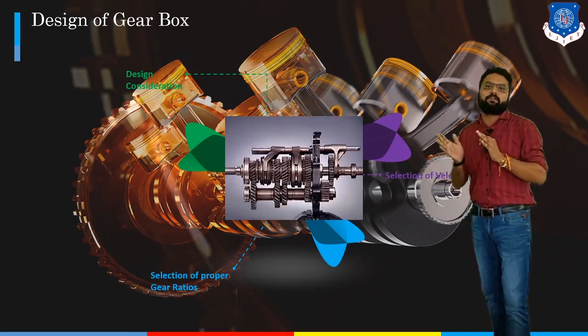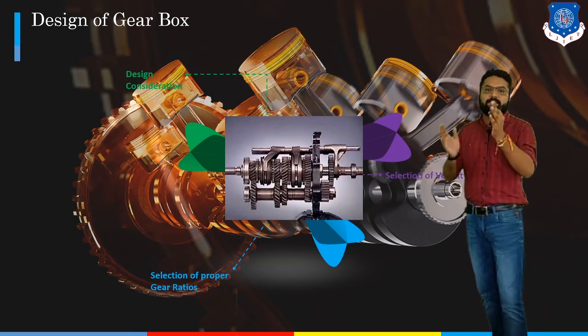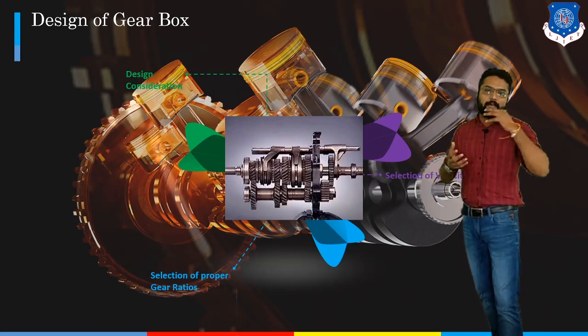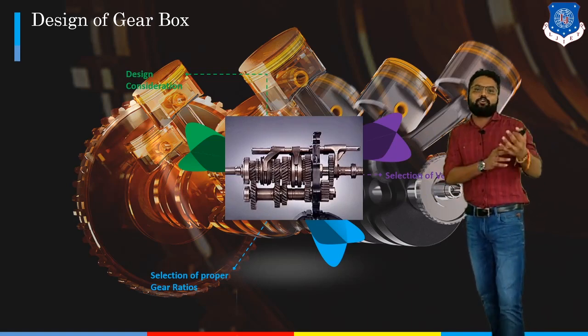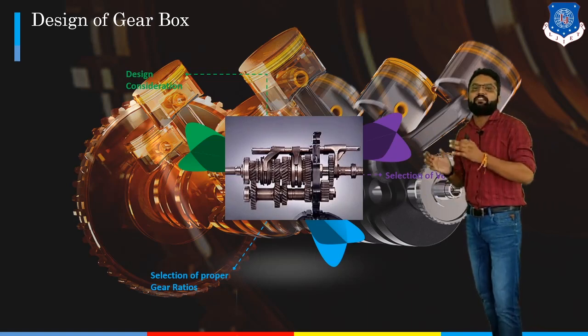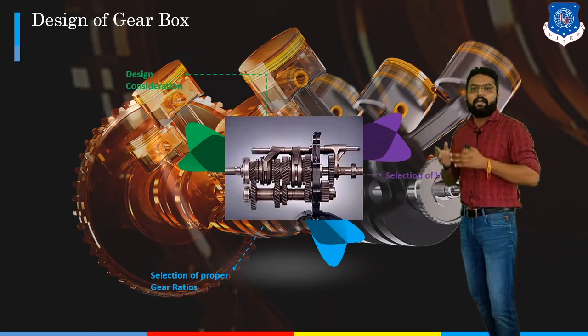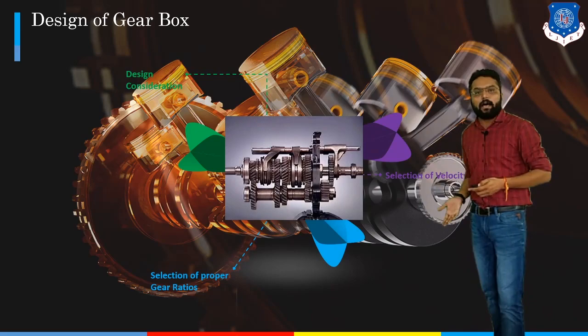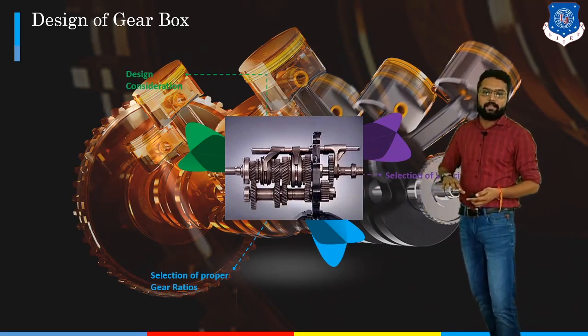So first of all, we have to decide what our function is in this gear. Then we are going to decide the gear ratio, different gear ratios, then the velocity ratio, and then we are going to check our gearbox or each and every individual gear depending on strength, as we have discussed previously in the case of spur gear or helical gear.